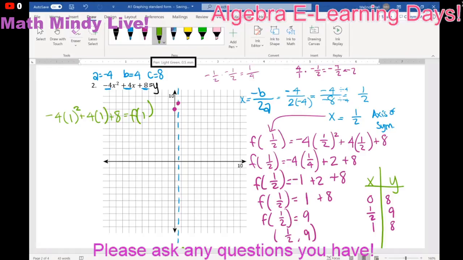So we would want to plug in +2 and probably -1. And so if we plugged in +2 first, just because I would prefer to deal with positive numbers, 2 squared is 4, and 4 times -4 would give me -16. And then +4 times +2 would be +8. And then we'd have that +8 again. And so -16 plus 8 would end up giving me 0. And so at 2, I'm touching the x-axis.